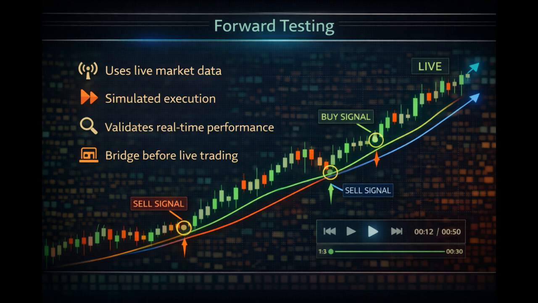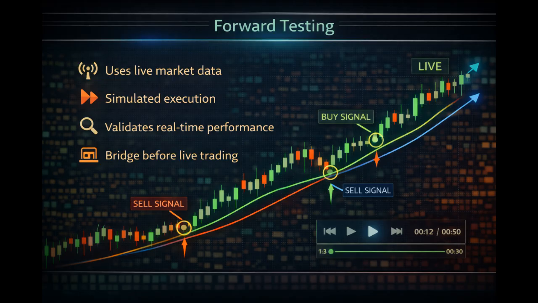1. A trading strategy is developed and backtested using historical data. 2. The strategy is connected to a simulated trading environment. 3. Live market data is streamed into the system. 4. The strategy generates buy and sell signals in real time. 5. Simulated trades are executed and recorded. 6. Performance metrics are monitored and analyzed.